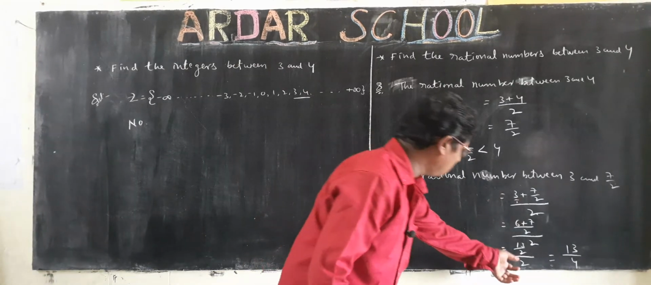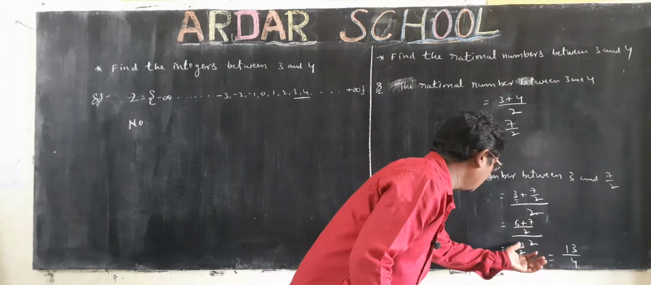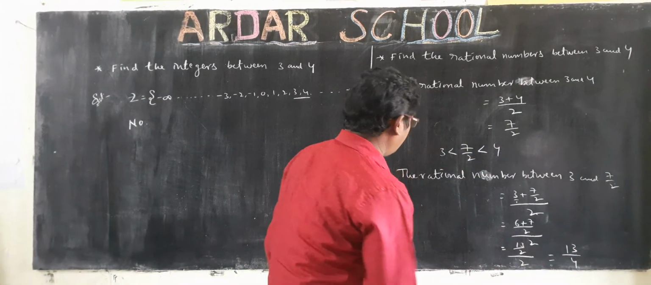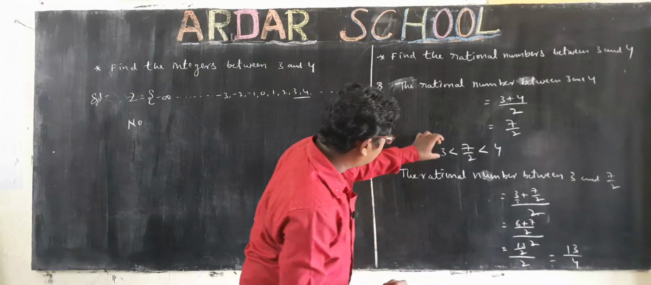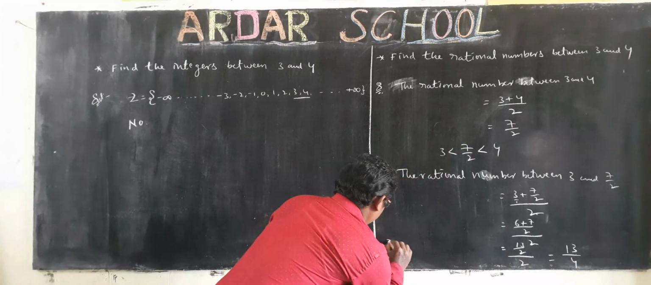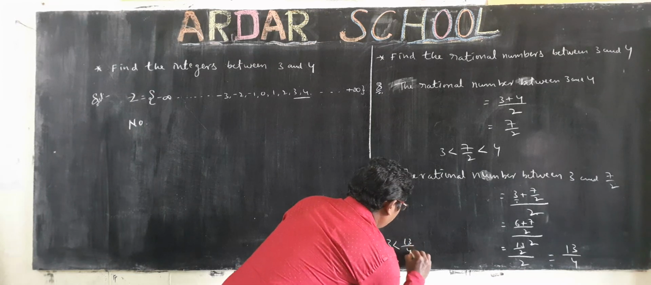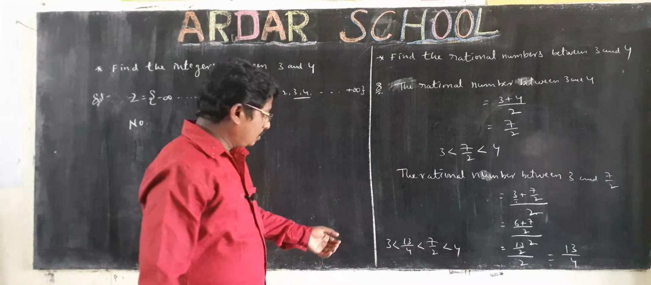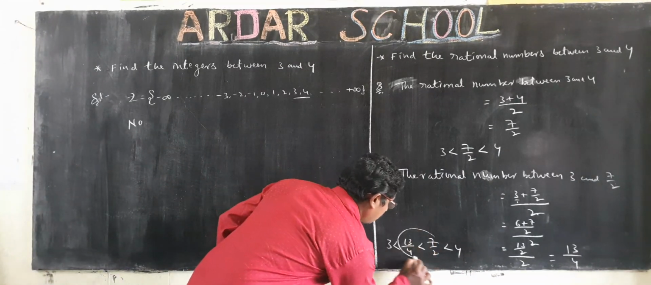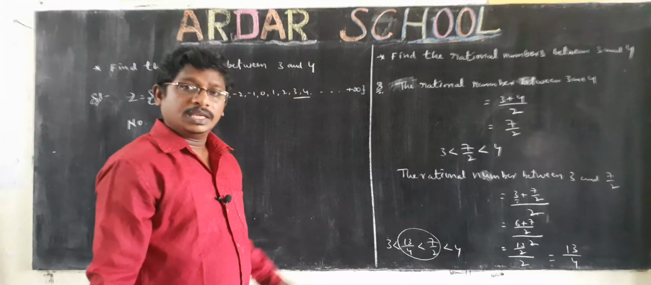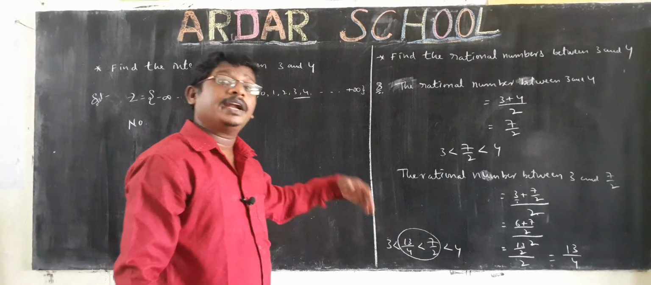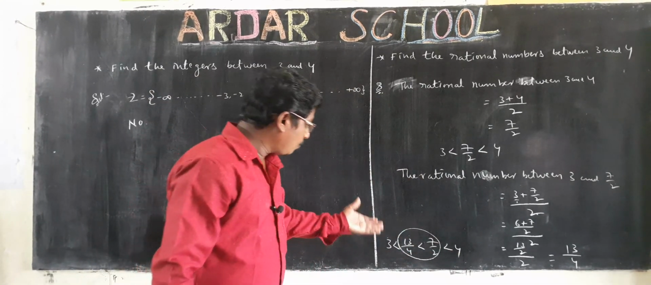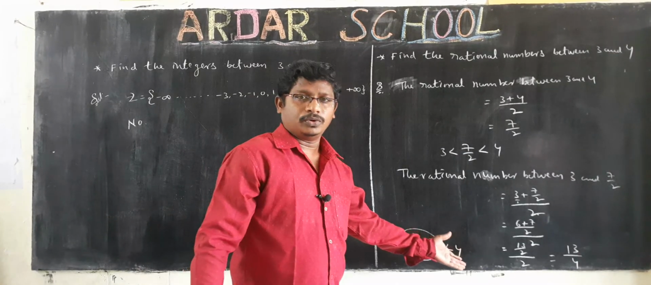How to write the reciprocal? 2 by 1 becomes 1 by 2, so 13 by 2 times 1 by 2 is 13 by 4. So 13 by 4 is in between 3 and 7 by 2. That is, 3 is less than 13 by 4 is less than 7 by 2 is less than 4. These are two rational numbers between 3 and 4. Similarly, infinite numbers of rational numbers can be found in between 3 and 4.